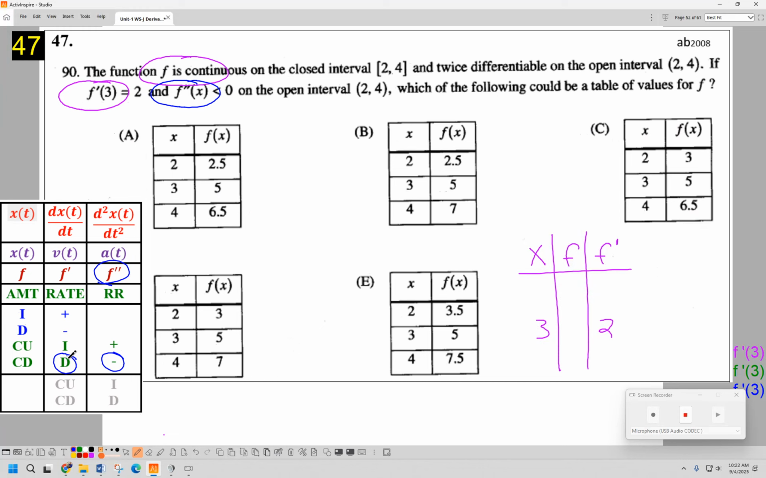So far I know one thing. I know the slope of f at x equal 3 is 2. But if I had more items in this list, these numbers right here would have to be decreasing. That's what they're telling me by telling me that f double prime is negative. Because f double prime is the slope of f prime. So if the slope of f prime is negative, that means f prime itself must be decreasing. And if you had a graph, it means the shape of f would have to be concave down.